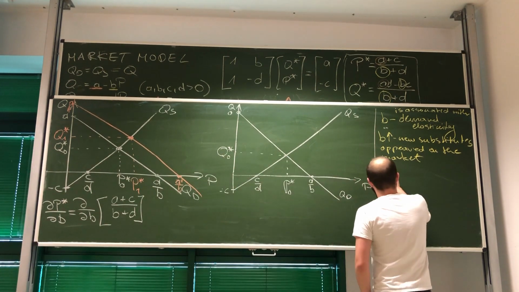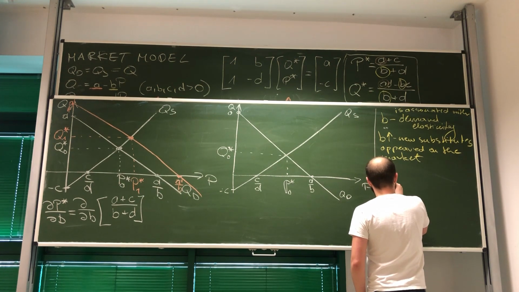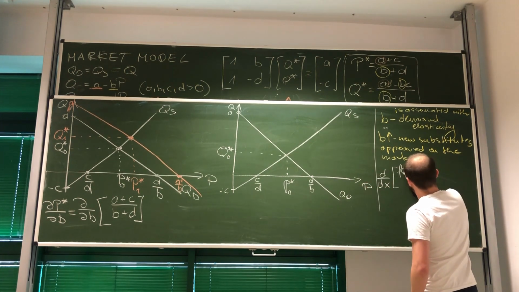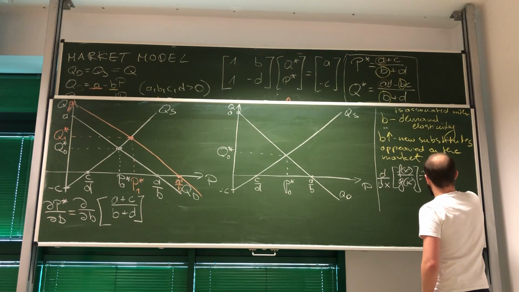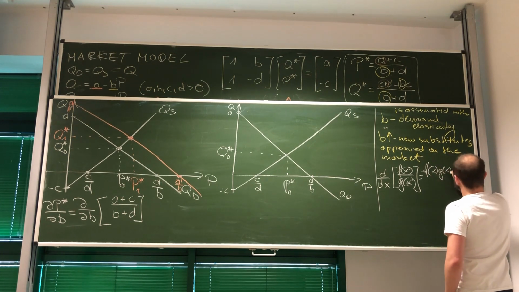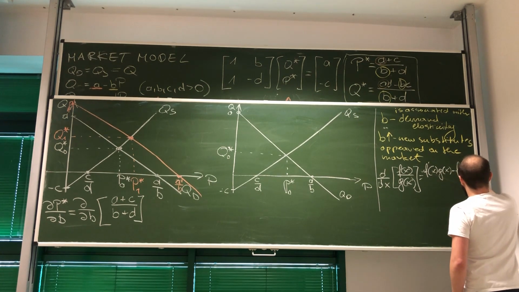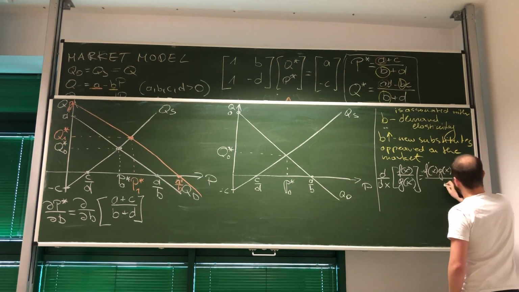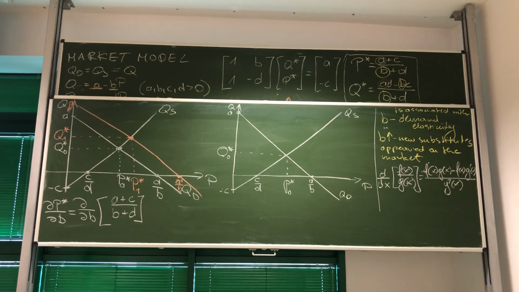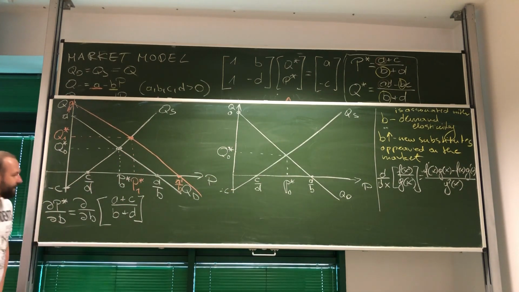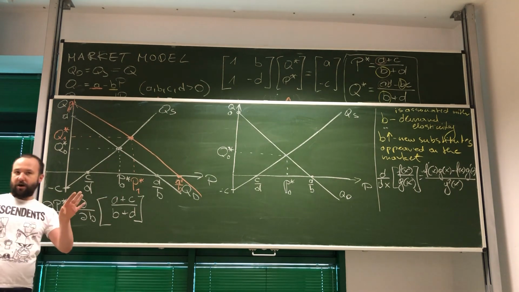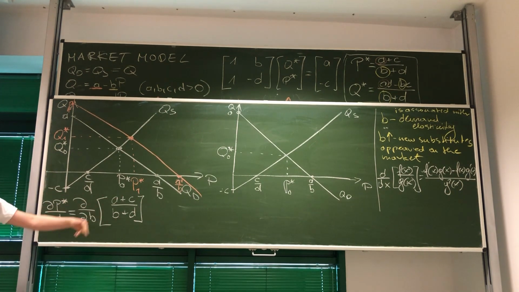Let me just remind you, the derivative of f of x divided by g of x is equal to f prime of x times g of x minus f of x times g prime of x, all divided by g squared of x. Okay, all we need to do now is to remember that and apply the formula over here. And now just remember, a, c, and d are constant. The only thing that changes is b.